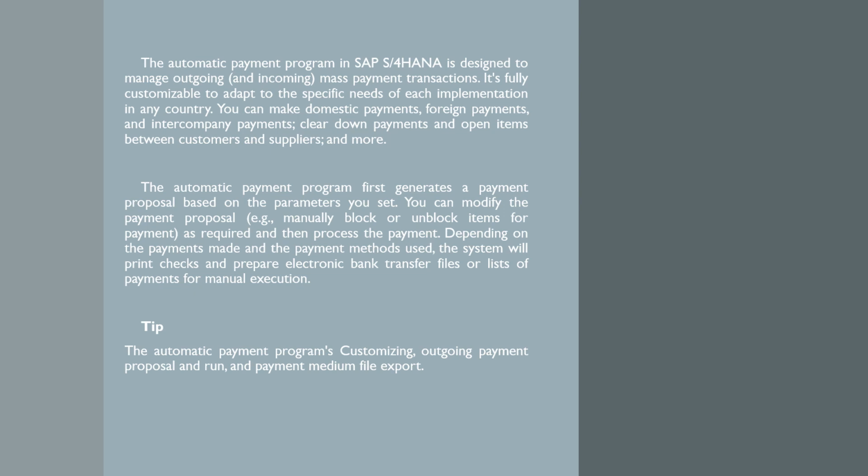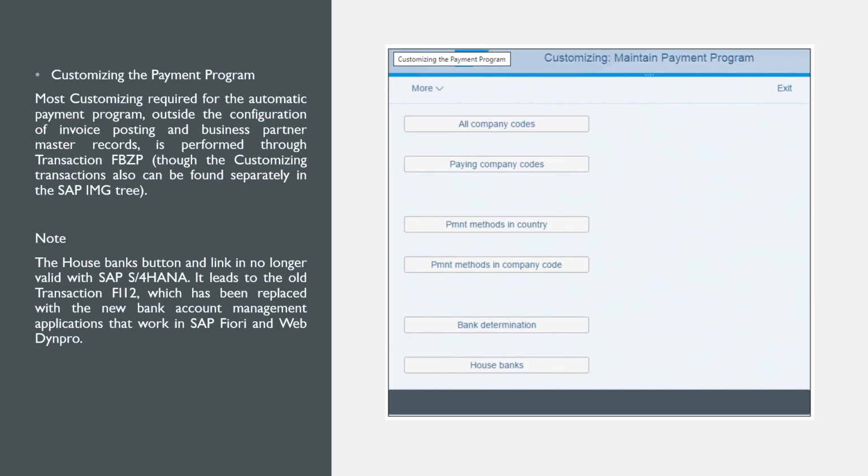Okay, so quick tip, the automatic payment program, so customizing, right? Outgoing payment proposal and runs and payment medium file exports. So we'll take a look at all of that stuff later. Okay, so right now we're just looking at the customized payment program.